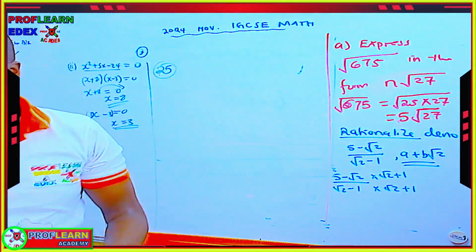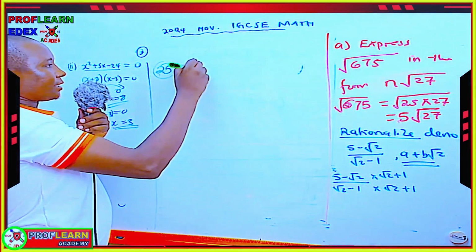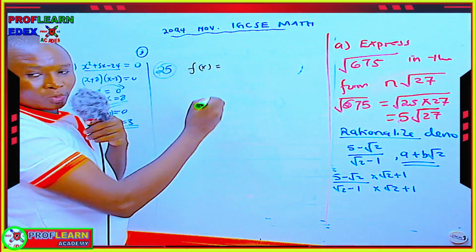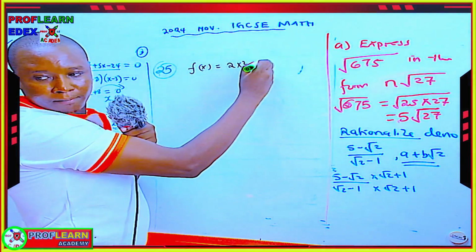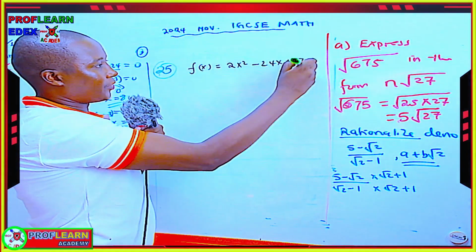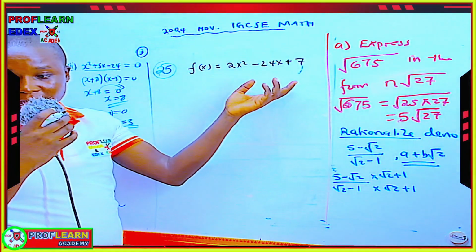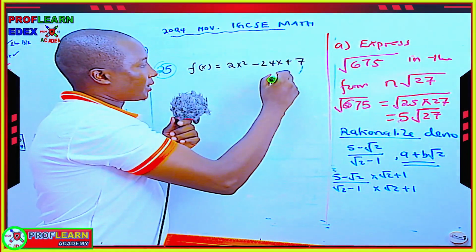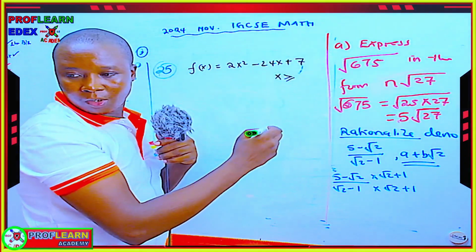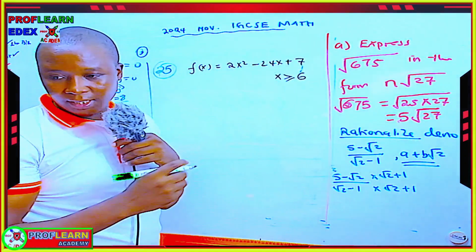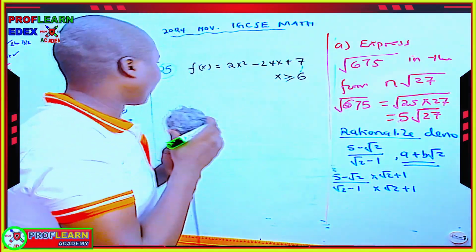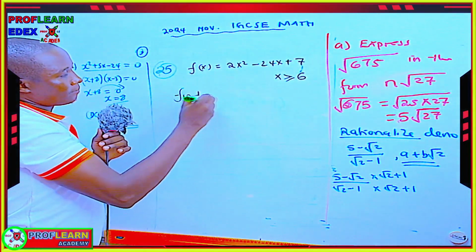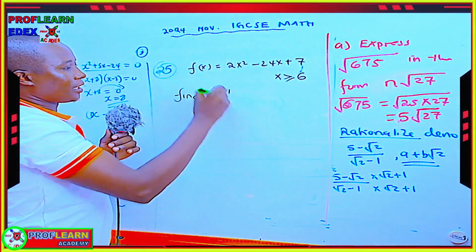given a function f such that f of x is equal to 2x squared minus 24x plus 7. This was the function that was given, whereby you are told that x is greater than or equal to 6. And then you are supposed to find the inverse of this function.